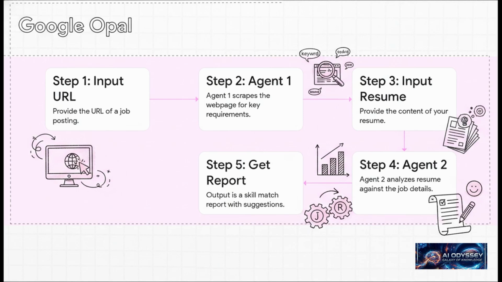It's brilliant. First, you just paste in a URL for a job posting. An AI agent goes and scrapes that page for all the key skills and requirements. Then you give it your resume, and a second AI agent analyzes your experience against what the first agent found. The end result? A super detailed report on how well you match, with concrete suggestions for improvement.